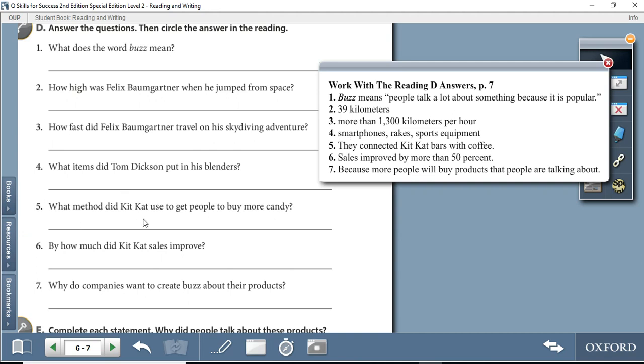5. What method did Kit Kat use to get people to buy more candy? The answer is they connected Kit Kat bars with coffee. 6. By how much did Kit Kat sales improve? Sales improved by more than 50%. 7. Why do companies want to create buzz about their product? Because more people will buy products that people are talking about.